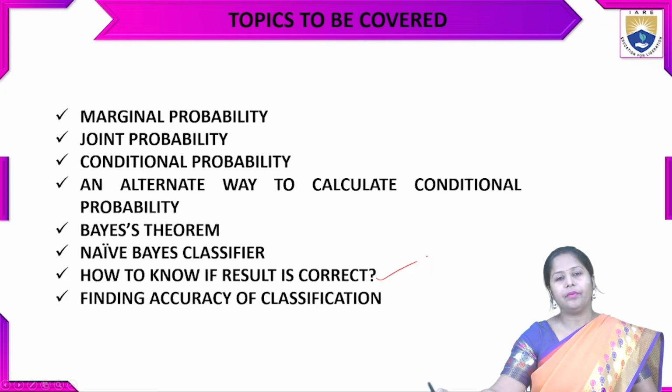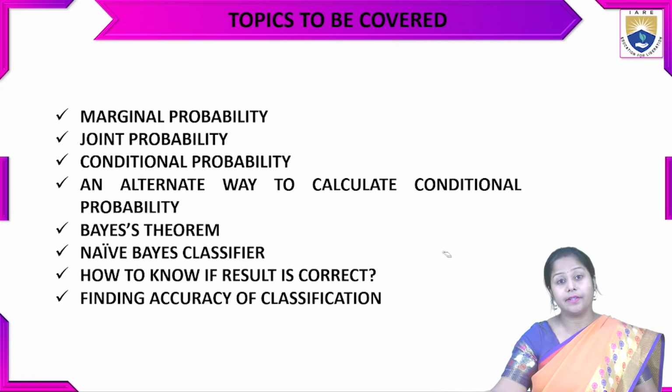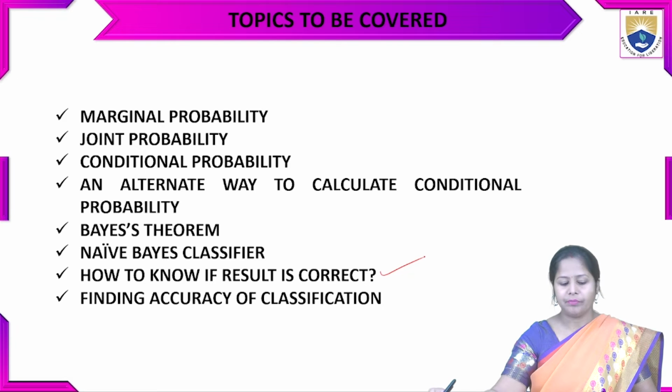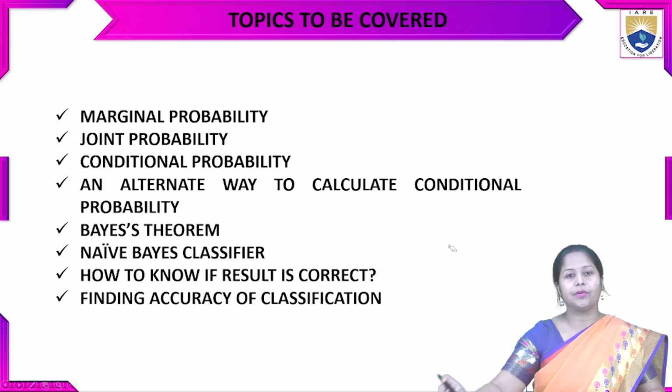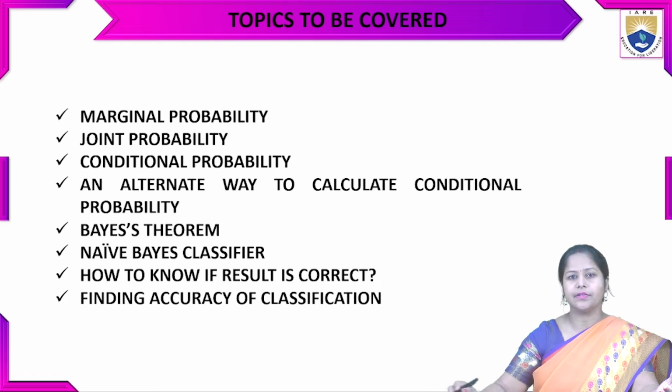After that, once we get the probability, we will check how to know if the current result is correct or not. Some measures are there to check it, and then we will find the accuracy of the model, how accurately the model is predicting. For that we will see some of the measures. Let's start.